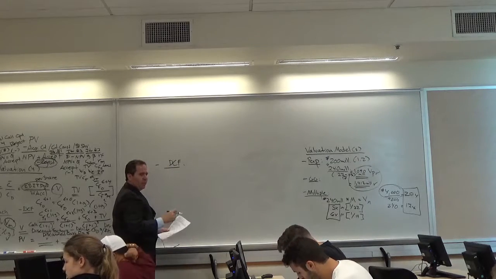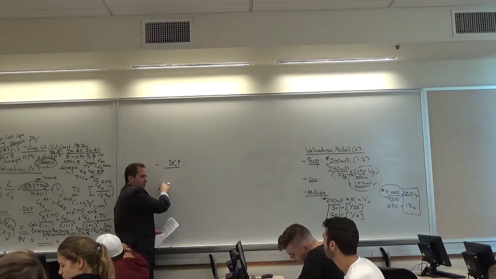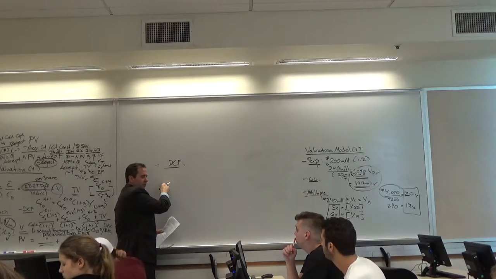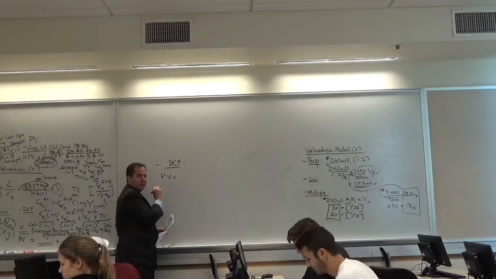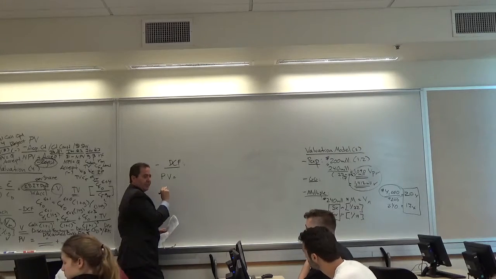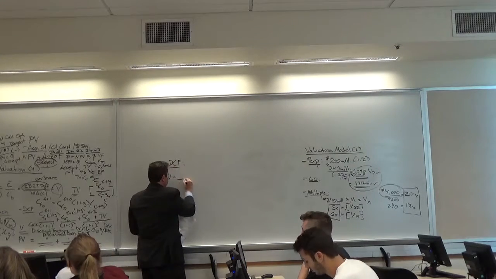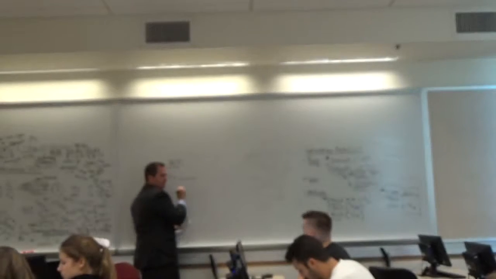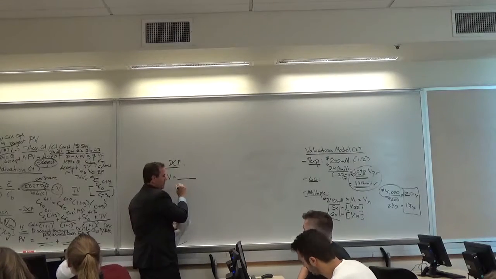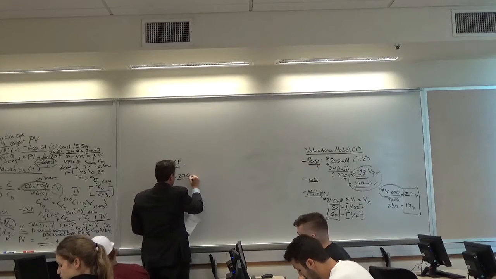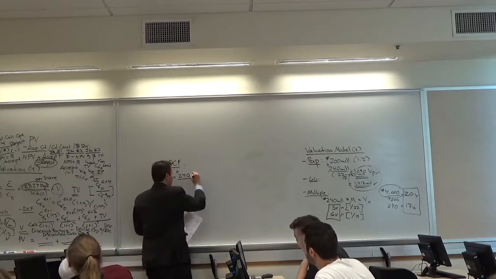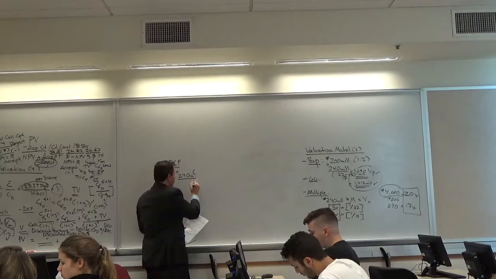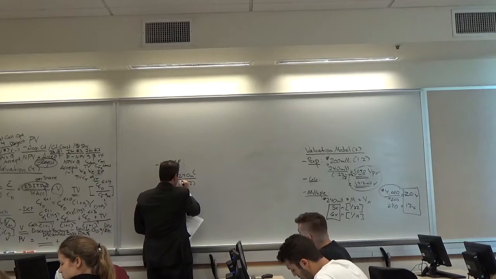What do we do? And what are we trying to calculate here? And how do we do it? Quickly, I'm going to run out of time. Okay, what do we use? 240. Okay, now what do we do? Divide by 1.22. Got it, okay.